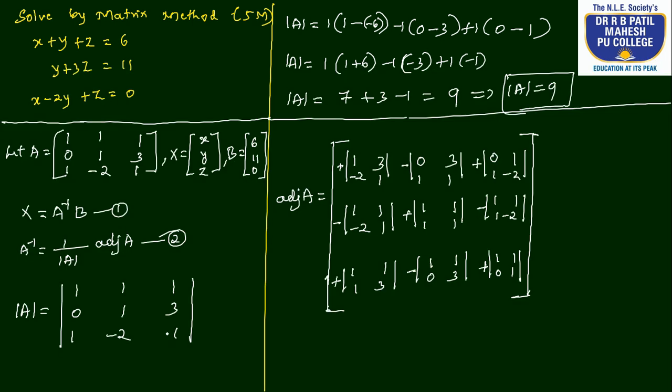And last, dash. This dash represents transpose. Don't forget this dash. And then solve the boxes, as you have already learned how to simplify the determinant of 2 cross 2. So 1 plus 6, it will be 6. Simplify the boxes. 0 minus 3 is minus 3, but here minus is there. Minus into minus 3 will become plus 3.